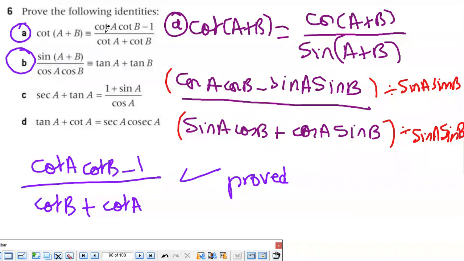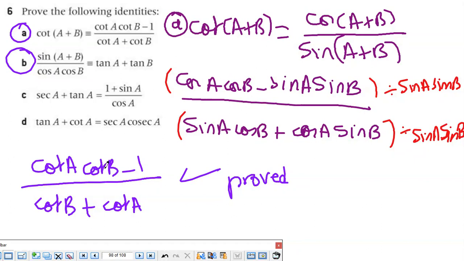I want to reach cotangent, so sure I need to have cosine over sine. And here I need minus 1, so sure this one is going to become minus 1. So what's going to make this one minus 1? By dividing up and down by sine A sine B. So if I divide up and down by sine A sine B, here it's going to be cosine A over sine A, it's cotangent A.